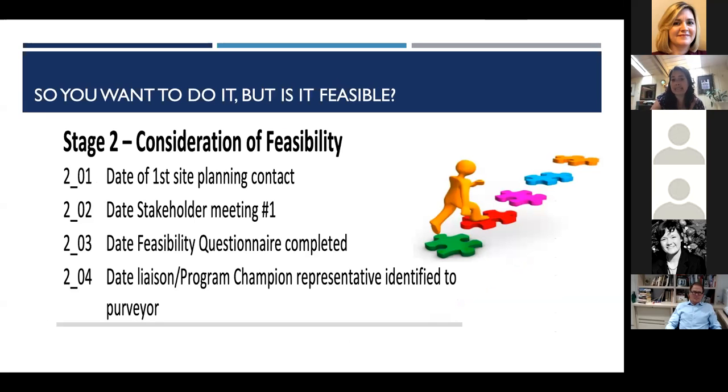So if they decide that they do want to do it, we need to determine, is it feasible for them to be able to do it? Again, some evidence-based practices, this is a really heavy stage, and there are lots of activities that we go through to determine feasibility. But these are those 4 core things. You need to have some planning contacts, you need to have a stakeholder meeting, you need to determine, is it feasible? And we highly recommend developing a program champion. We have lots of analyses that we've conducted in the past to show that if you do not have a program champion, that becomes really disruptive.